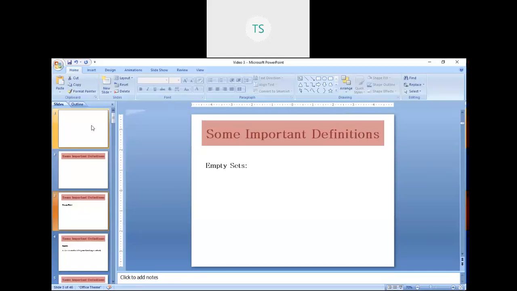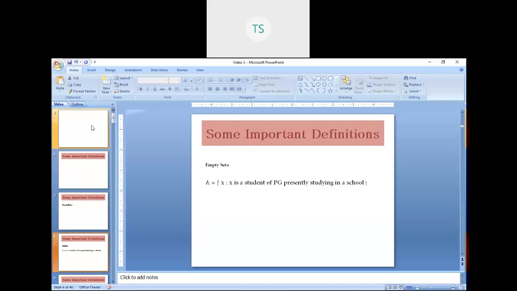Empty means nothing. If I say this is an empty glass, that means the glass has nothing in it. Similarly, in a set also, empty set means in that particular set there are no elements. So let's start with one example.